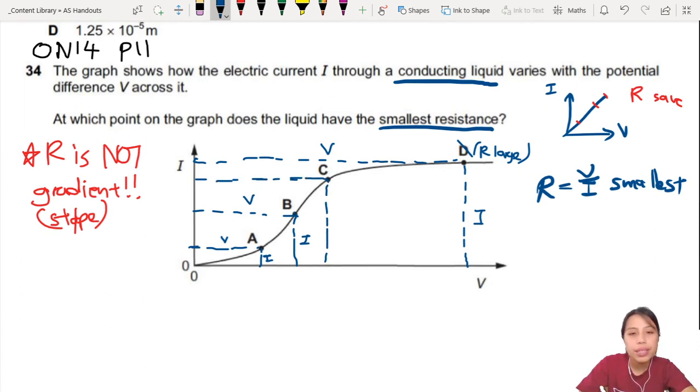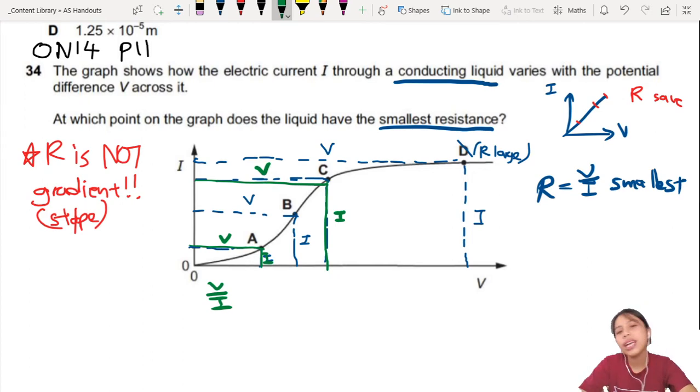C, among A, B, and C, will probably give you the smallest resistance because V divided by I is quite small. This one, V divided by I is very big, the ratio. We're looking at ratios only. See, V very long, I very short. Here, V almost the same length as I. So the answer is C. Reminder, write a star on your paper so you can know for sure.